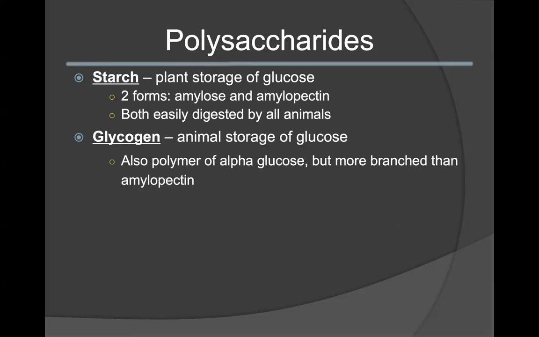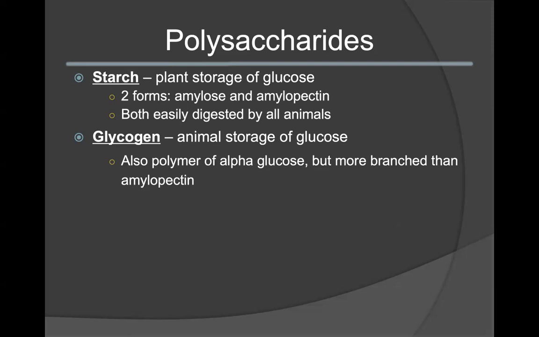Glycogen is considered to be the animal storage form of glucose. So in animal cells, we decide to store excess glucose in the form of glycogen. This is not possible in plant cells. Glycogen is also a polymer of glucose, specifically alpha glucose, but it's more branched than amylopectin. So if you were to consider how much energy is provided in these molecules, amylose would be the least amount of energy, while amylopectin would contain a medium amount of energy, and glycogen would definitely contain the most energy available to the cell.